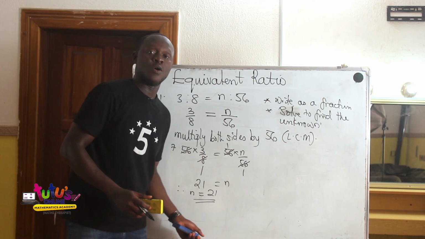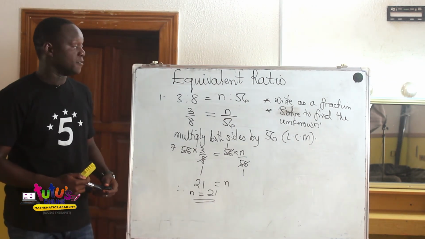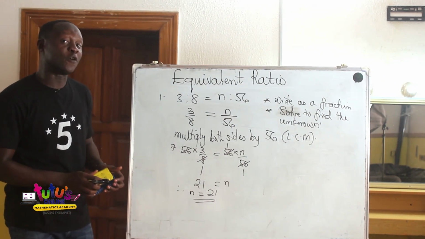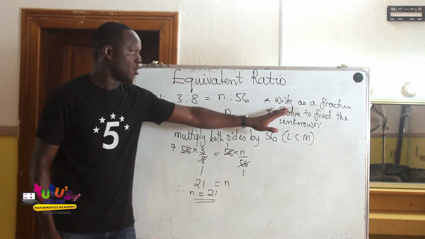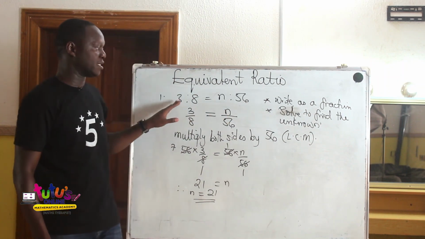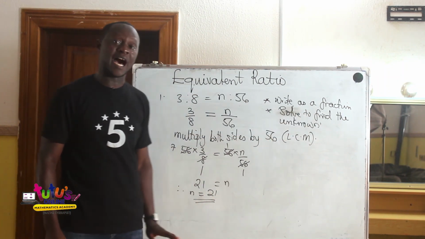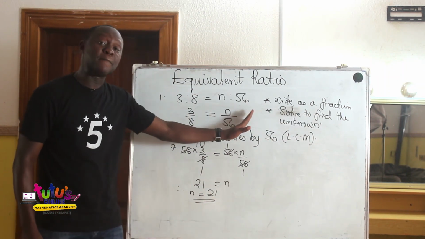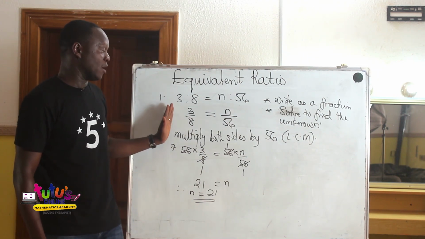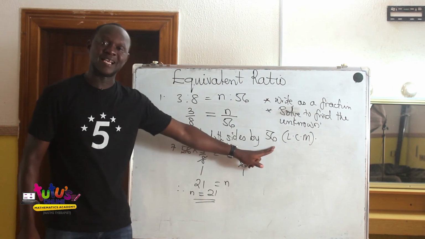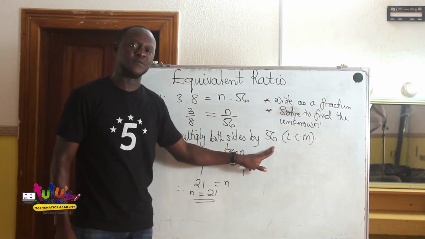This is how you work through simplifying equivalent ratio or solving an unknown when given something like this. First thing you do, write as a fraction when given like this, then solve to find the unknown. And how do you solve to find the unknown? Multiply both sides of the equation, or rather of the fraction, by its LCM. I'll take one more example on this.